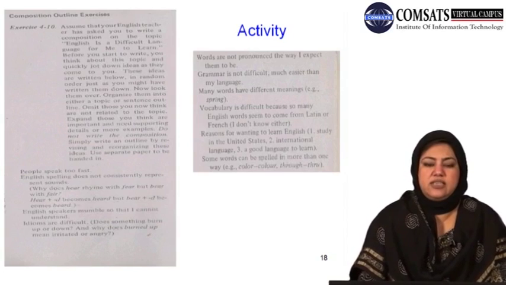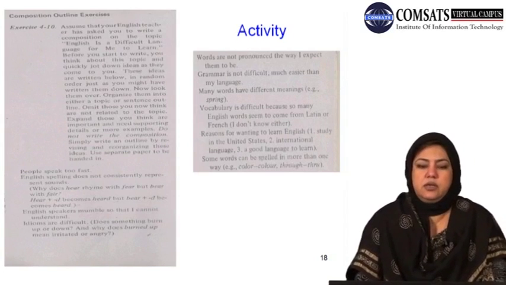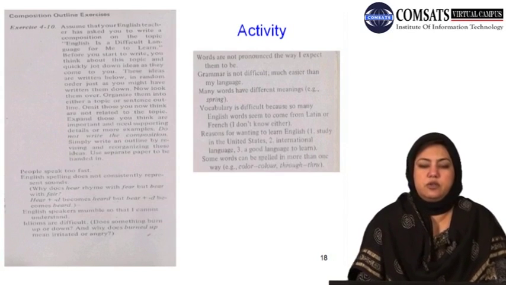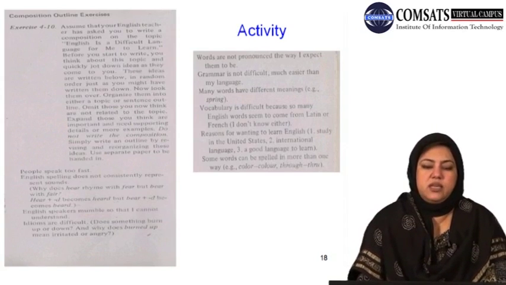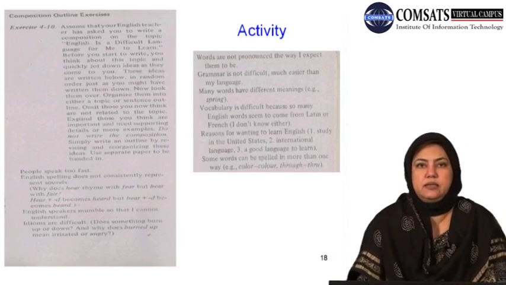Assume that your English teacher has asked you to write a composition on the topic. Well, in this case, I am your teacher, for example, and I have given you the topic to write on: English is a difficult language for me to learn. So if your topic is English is a difficult language for me to learn, before you start to write, you think about this topic and quickly jot down ideas as they come to your mind.